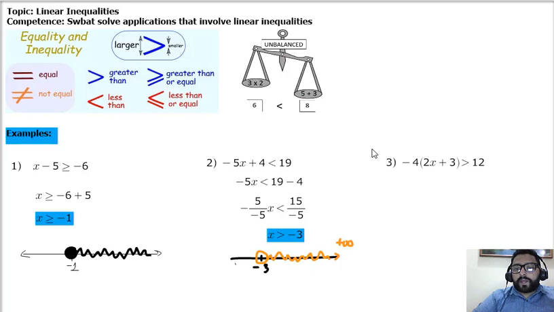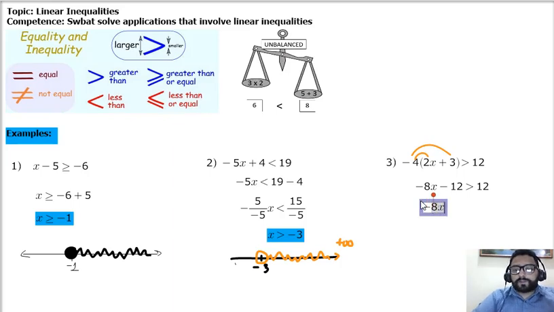And in the last one, we have a distributive property. First, you need to work with the distributive property here: negative 4 times 2 and negative 4 times 3. Then we need to solve it. So negative 4 times 2 is going to be negative 8x. Negative 4 times 3 is going to be negative 12. Greater than positive 12. Then we apply the inverse operation.